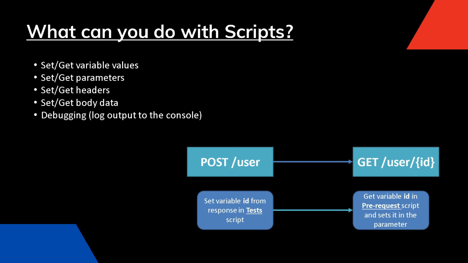And then in your get user ID, you can create a pre-request script. What that pre-request script is doing is getting the variable ID. So it's searching for a variable called ID, and then it's setting that in the parameter. Now when you're running a collection, what's happening is you will run post user. The post user will have a response. Then it will see, oh okay, there is a script, basically a test script there.